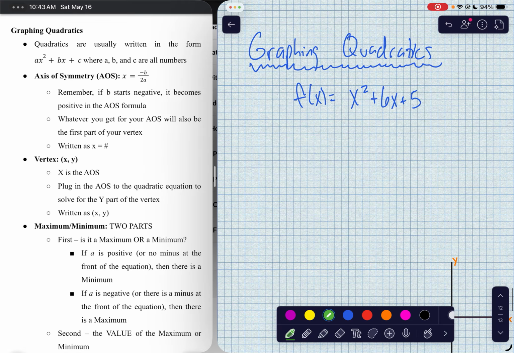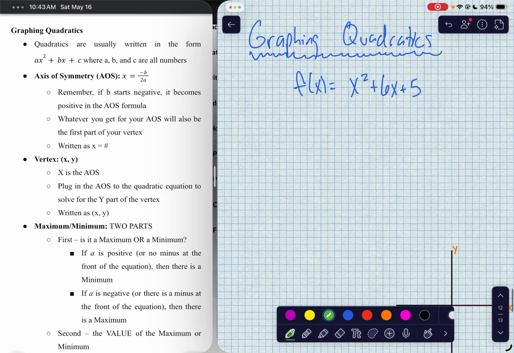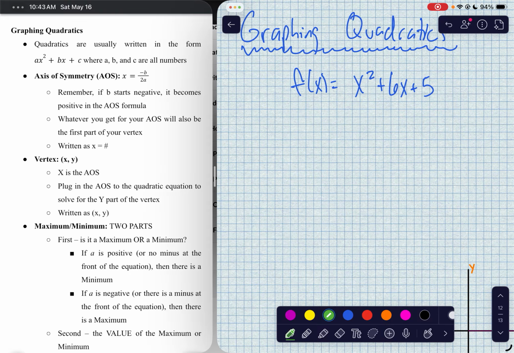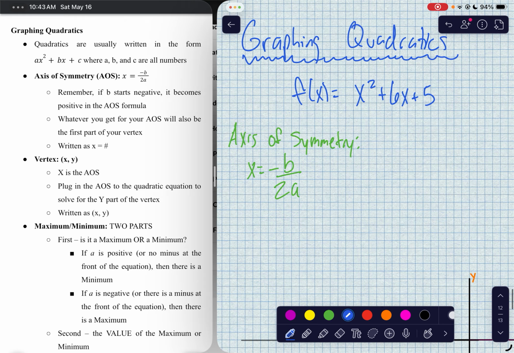So when we are graphing quadratics in this form, the first thing we're going to look for is the axis of symmetry. Remember, we use the formula x equals negative b over 2 times a for that. So first, let's identify our a, b, and c here, right? So our a is going to be 1, right?